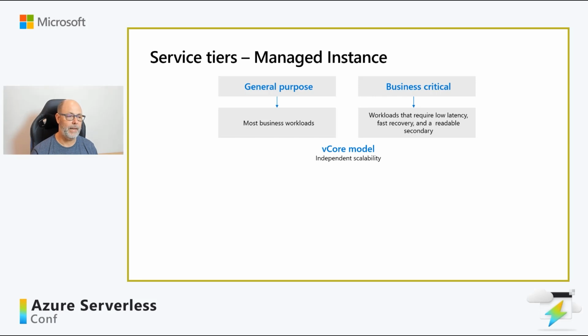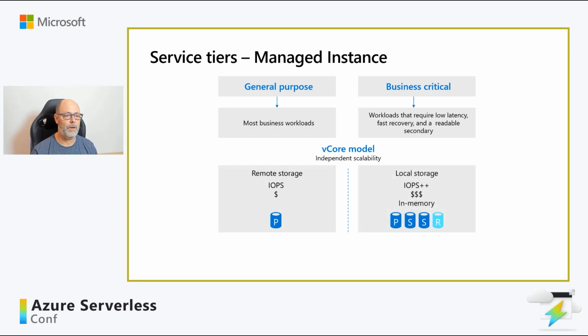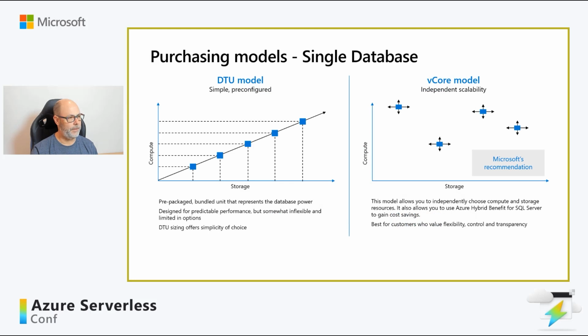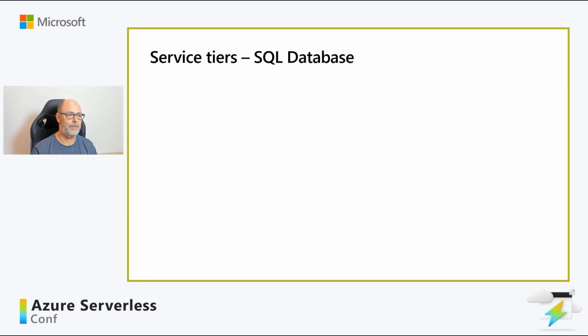Both of them are based on the vCore model, in which we choose the amount of virtual cores and the storage that we're going to be using. On the other side, for Azure SQL Database, initially there was a model called DTU, Database Transaction Unit, in which we have to choose the amount of DTUs and assign it to our tier. Now, Microsoft is focusing on and also recommending the vCore model, same as for managed instance.